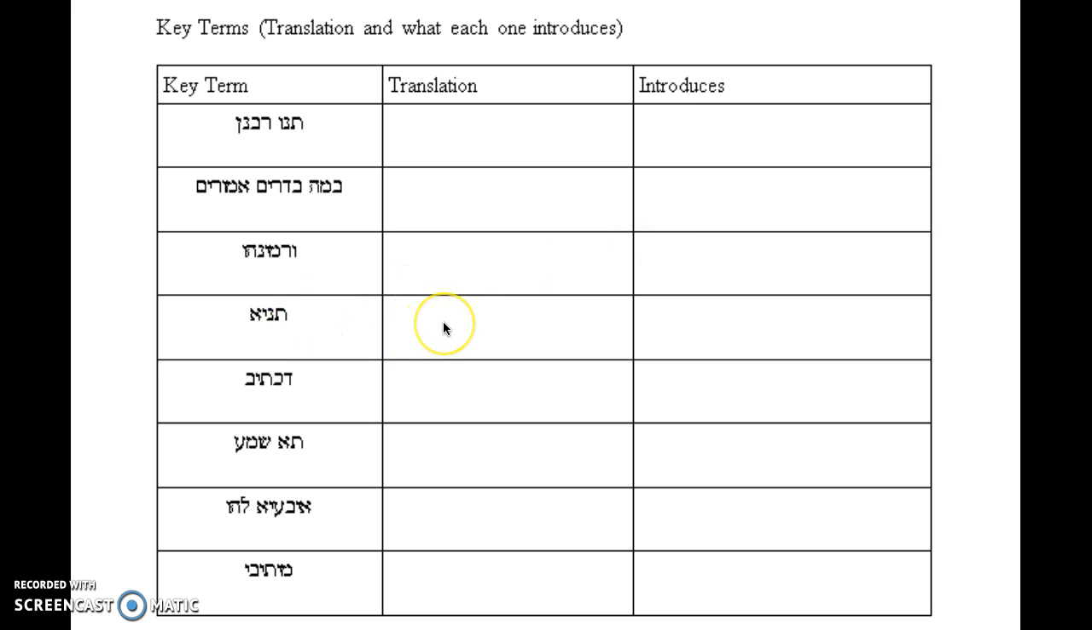Tanya, we have learned, and that is similar to Tanu Rabbanan. Tanya means we have learned. It also introduces a Braita. You notice the word Tanya and Tanu have the same shoresh, Tana.